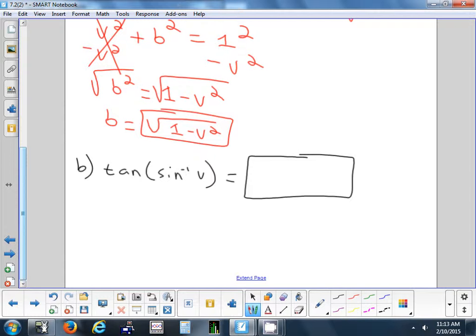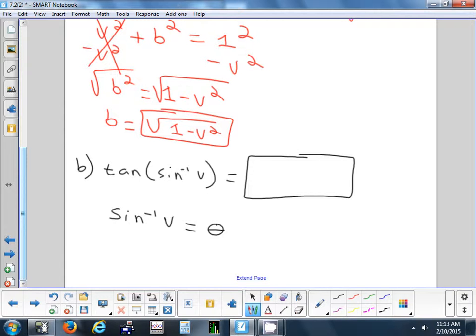How about Cody? The inverse sine of v is equal to theta. Good. Inverse sine of v is equal to, well, it's going to be an angle. We don't know the angle, so let's just pick theta.